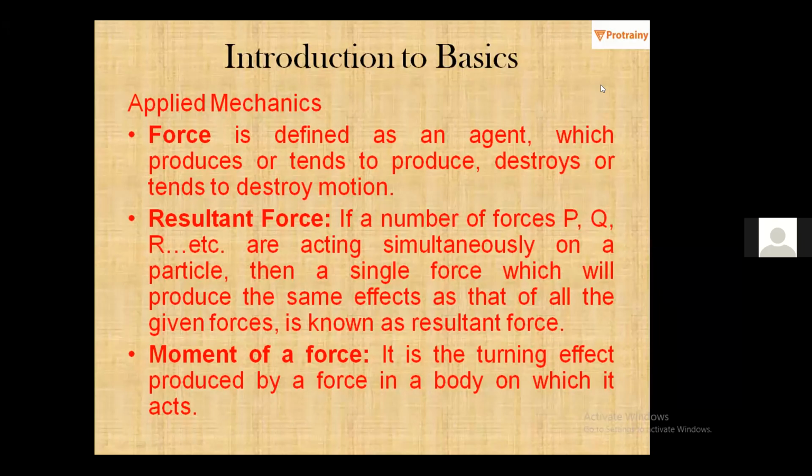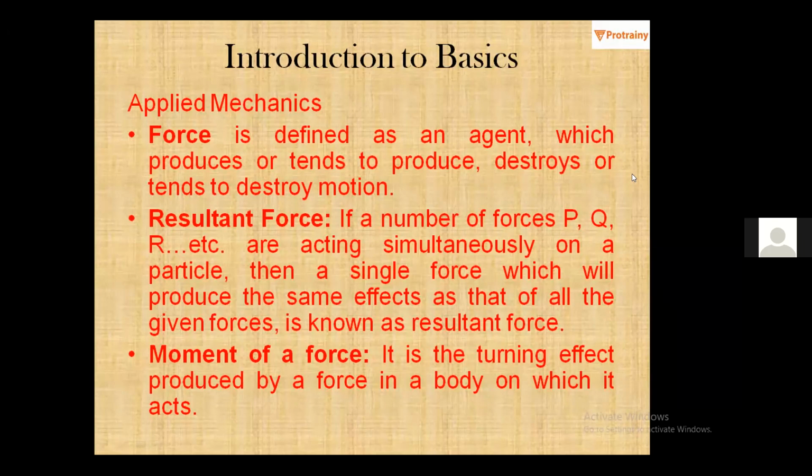Then comes resultant force. If a number of forces P, Q, R, etc. are acting simultaneously on a particle, then a single force which will produce the same effects as that of all the given forces is known as a resultant force.